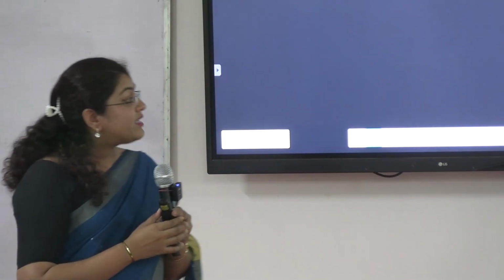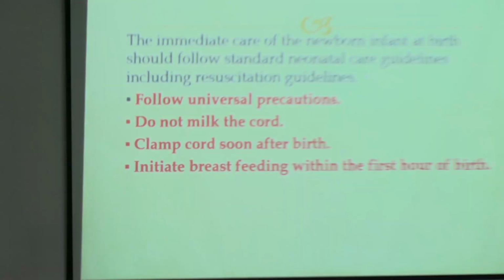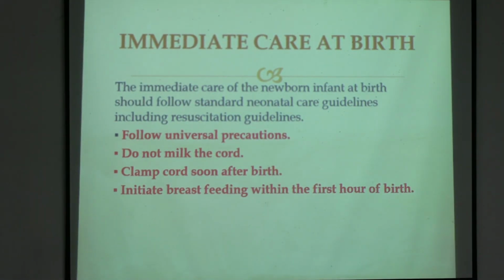Okay. Next is the clamp cord. The cord should be clamped right after birth. So when you go to gynecology, you will learn about the active management of the 3rd stage of labor, which says delayed cord clamping by 1 to 3 minutes. Why? You know what is cord clamping? How many of you know what is cord clamping? Then I can proceed. Only you know what is cord clamping. Nobody else knows what is cord clamping?